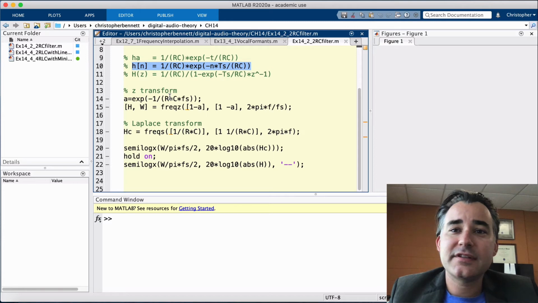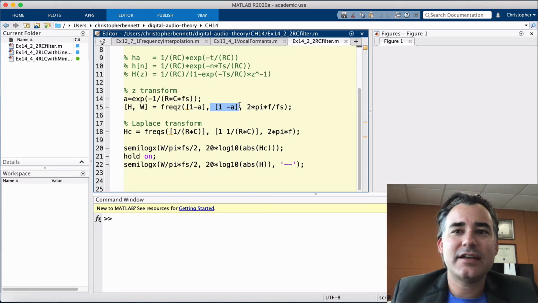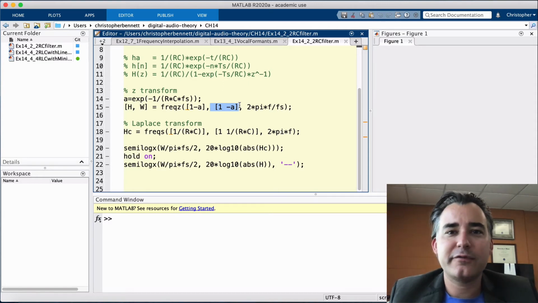This gain factor is then multiplied on the numerator of the transfer function, giving a final digital transfer function of 1 minus a over 1 minus a times z to the negative 1, where a equals e to the negative Ts over RC. We can simultaneously plot the frequency responses of the continuous and digital transfer functions to visualize the artifacts that arise when converting from the S domain to the Z domain.